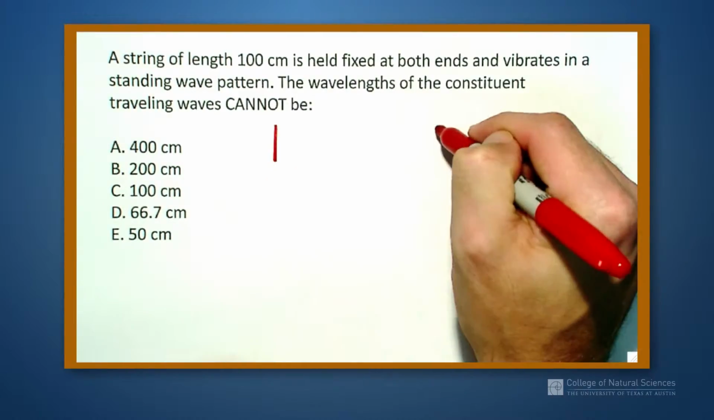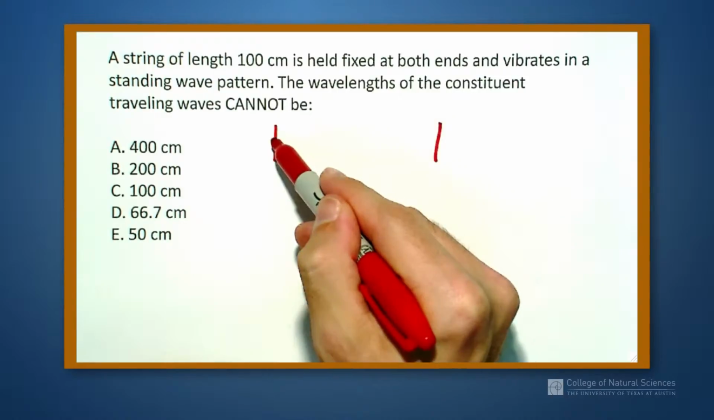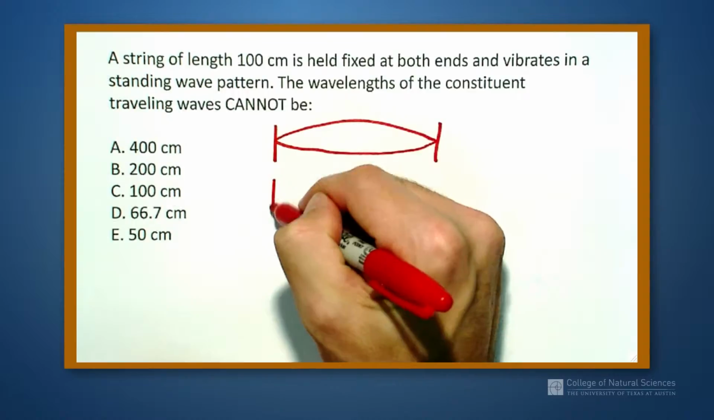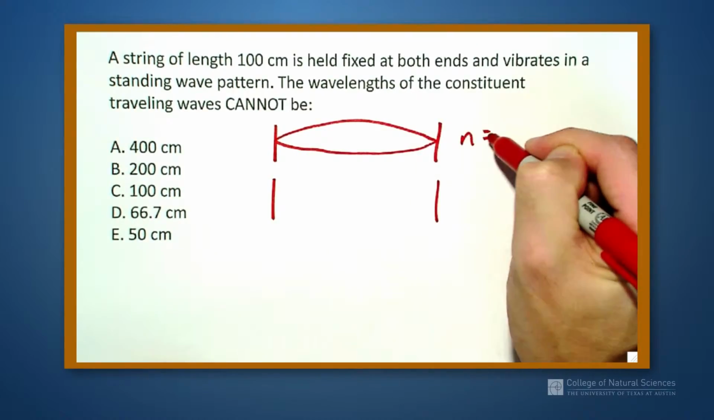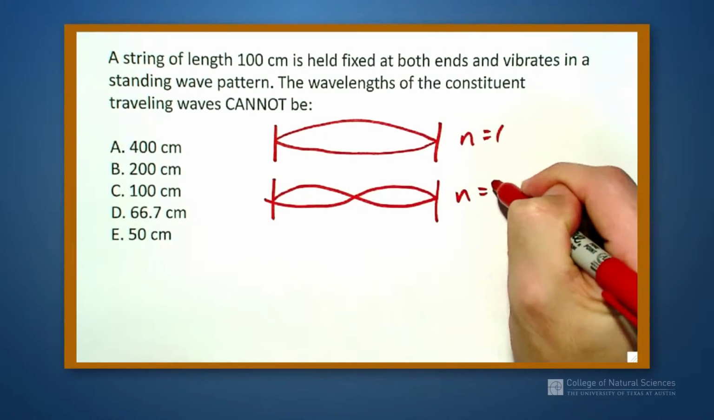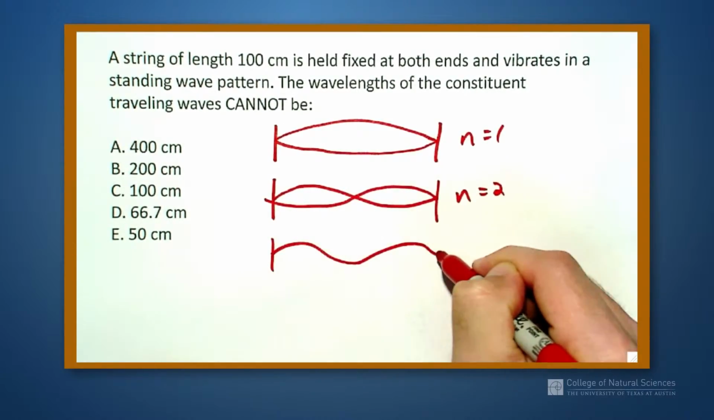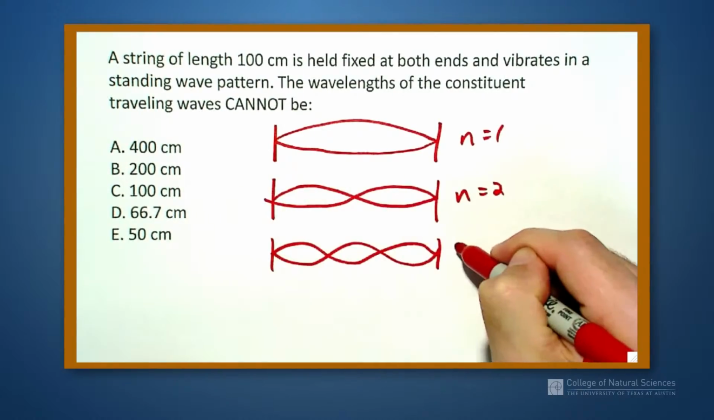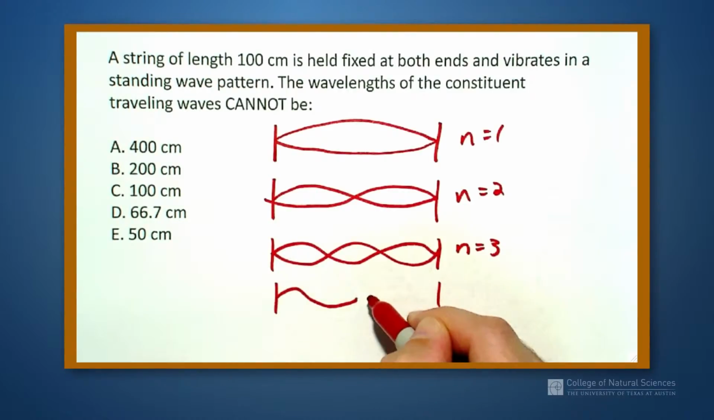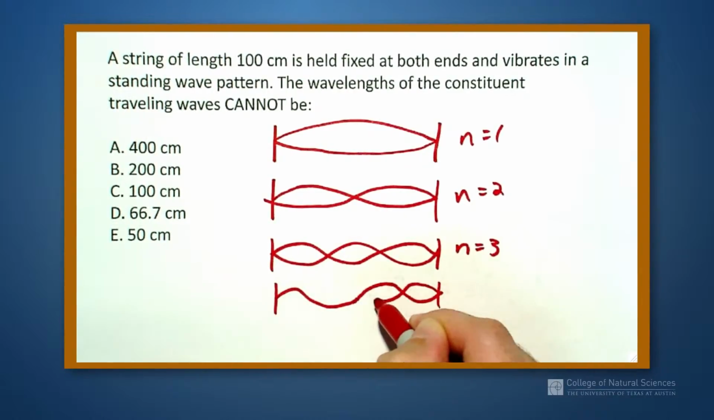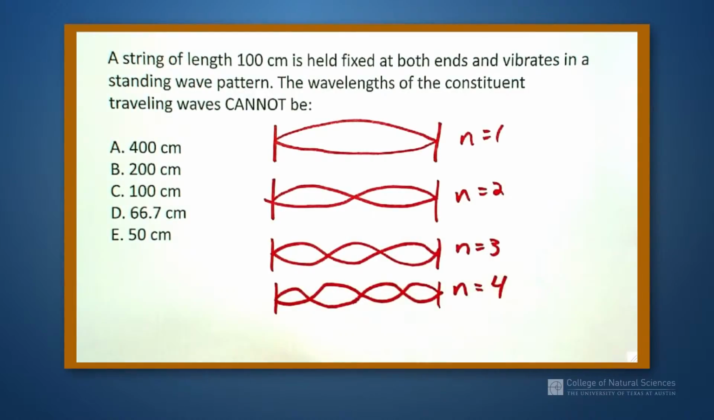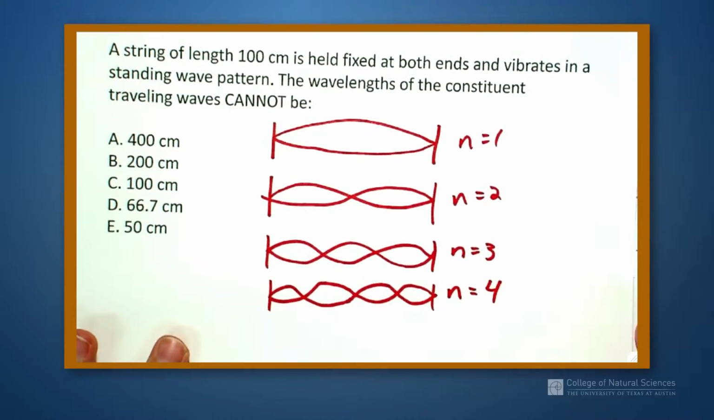Well, let's draw a couple of these, because we know that we can have a standing wave that looks like this, where all of these distances are going to be the same. So I'm going to draw n equals 1, n equals 2, n equals 3, and let's do n equals 4 just for good measure. It gets harder to draw the more you have in there. It's just harder to subdivide everything.